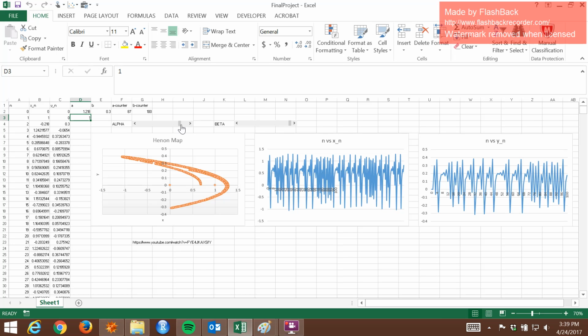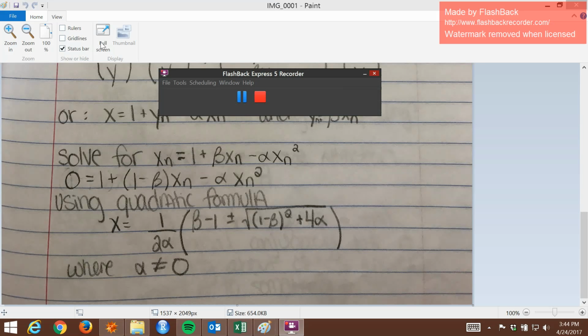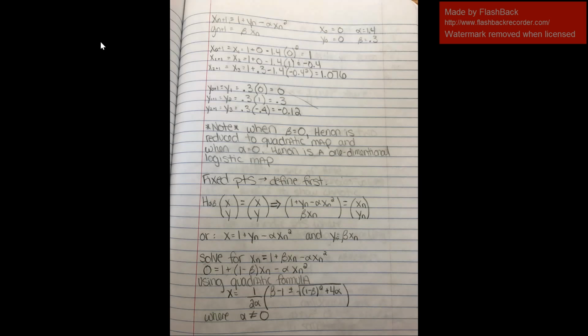So next we're going to talk about the specifics that you see here of the periodic and the fixed points in terms of alpha and beta. Okay, so now we're going to start going through kind of how I solved for this map. So you can see here again I just wrote down the formulas with my initial conditions and my parameters. I have the first couple iterates in here just so you could see how they were done by hand. And again, note that when beta is 0, the Henon map reduces to a quadratic, and when alpha is 0, it is a one-dimensional logistic map.